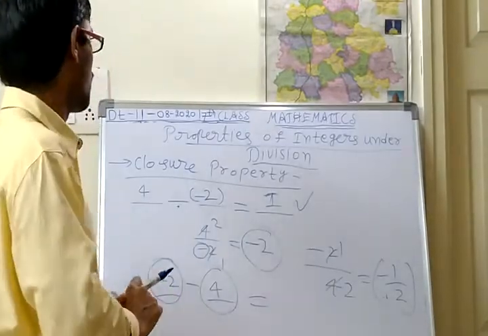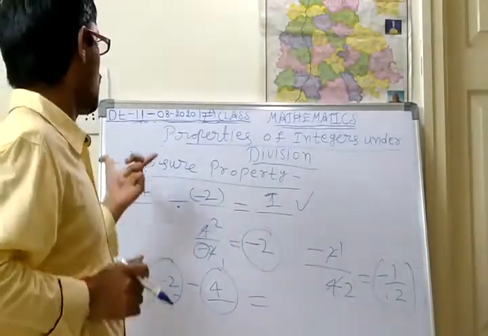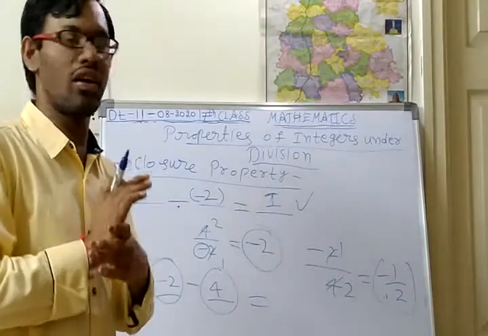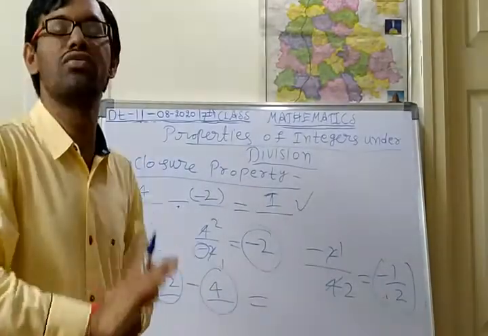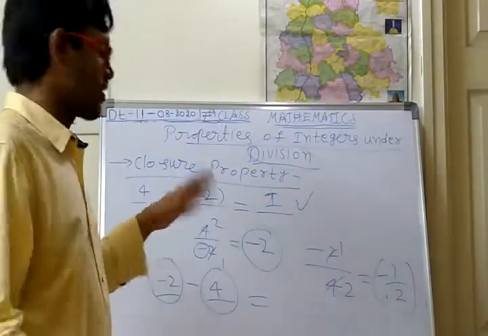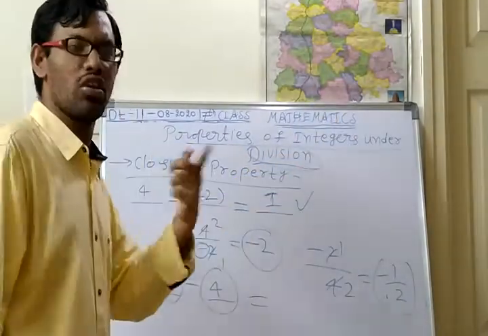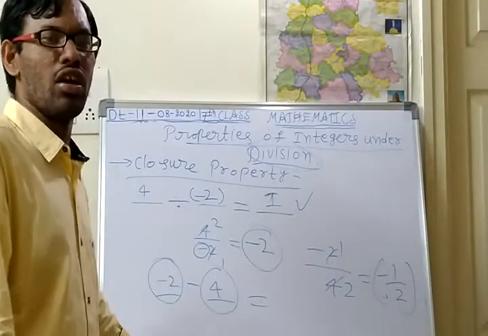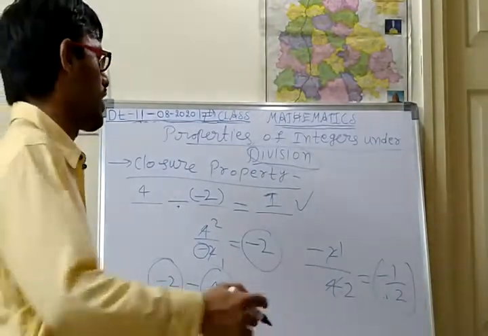So finally what we can say is that the closure property of integers does not hold under division. Like this we can say. You can take any 5 examples, so try to take any 5 examples.